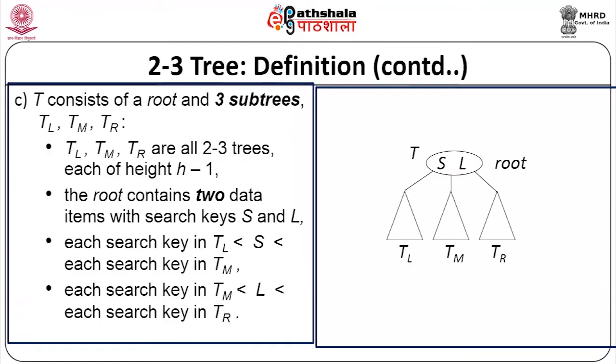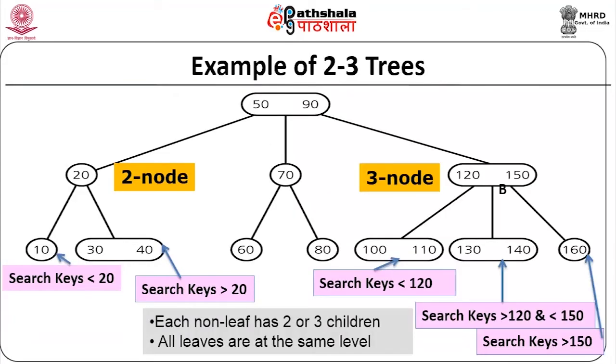So, the root contains 3 children. Each search tree in TL will be less than S, in TM will be between S and L, and in TR will be greater than L. So, that is the idea. Let us say an example of a 2-3 tree.